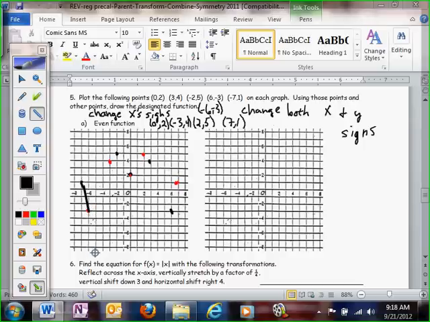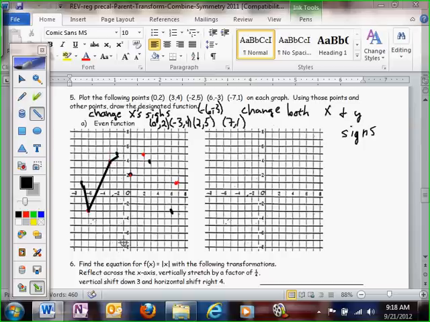Then I come down here, is there a point on this vertical line? No. Is there a point on this vertical line? No. Is there a point on this vertical line? Yes. So I draw my line to it. Then I say, is there a point on this vertical line? Yes. Draw my line to it.